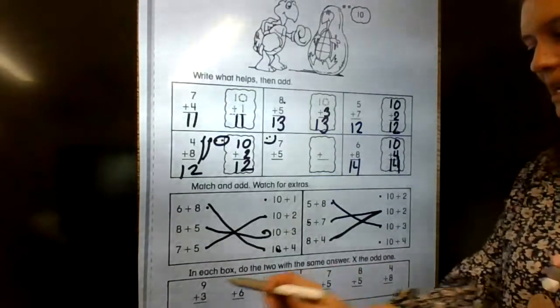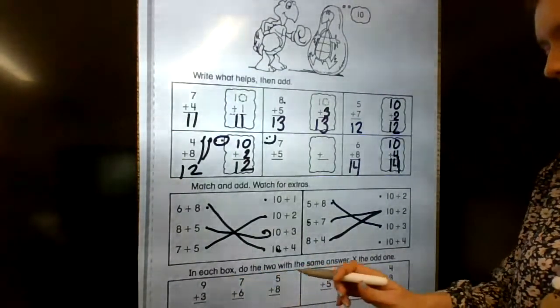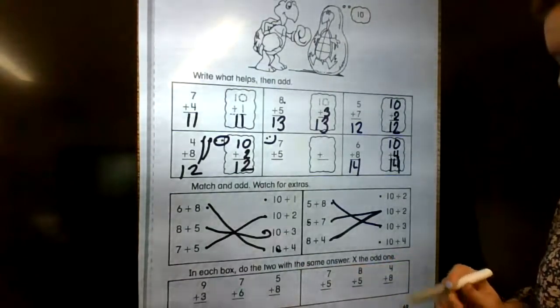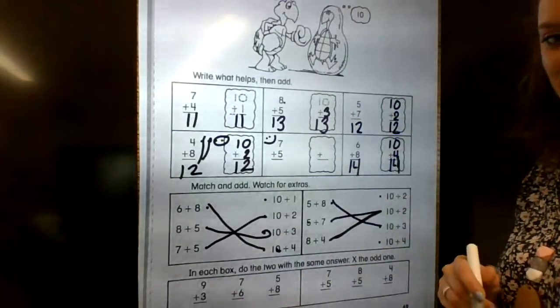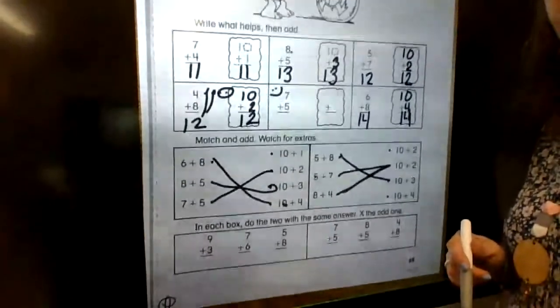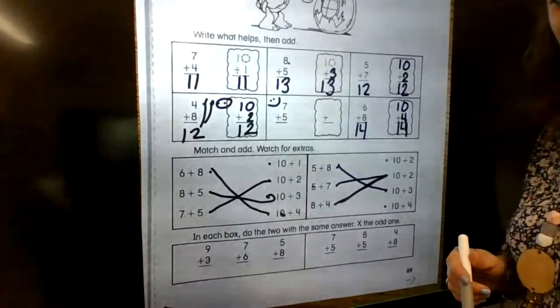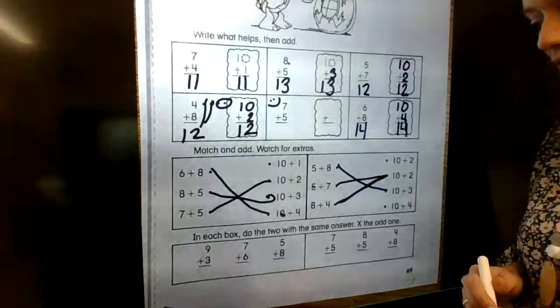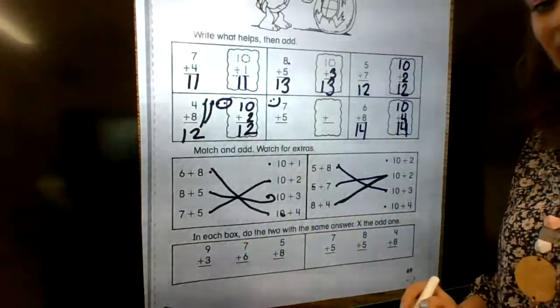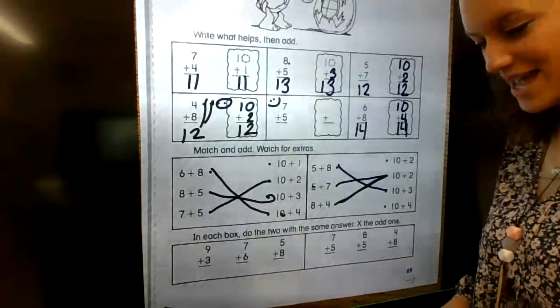Okay, in the very bottom in each box, do the 2 with the same answers. And then the one that does not have the same answer, you're going to put an X through it. So if you do want to solve all 3 of them, you can. It is hard to just look at them and know what they are. So you go ahead, you solve these, and then whichever one doesn't have the same answer, we're going to put an X through it.